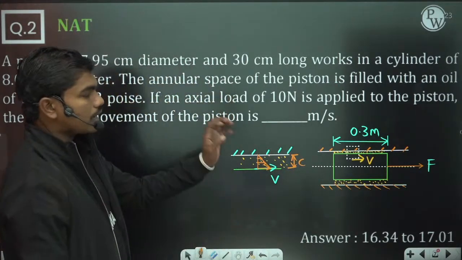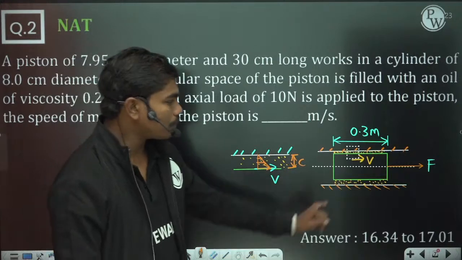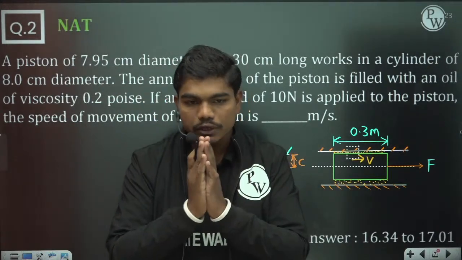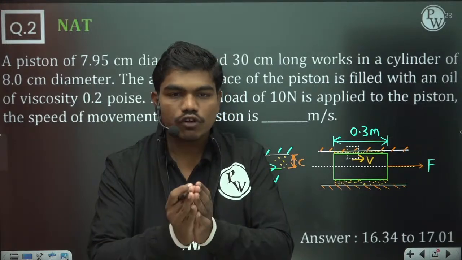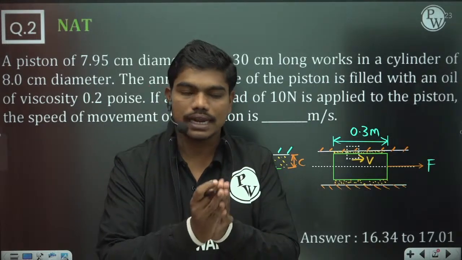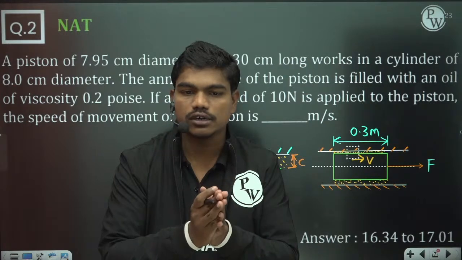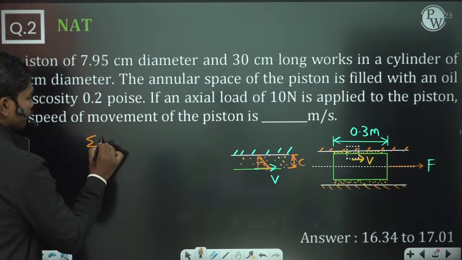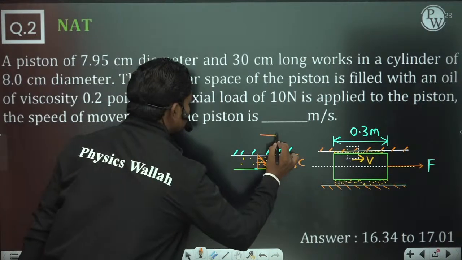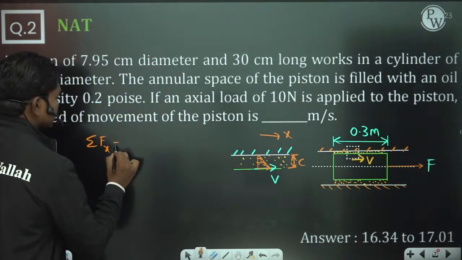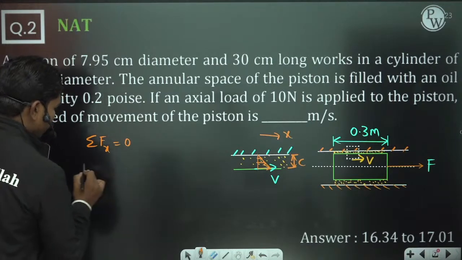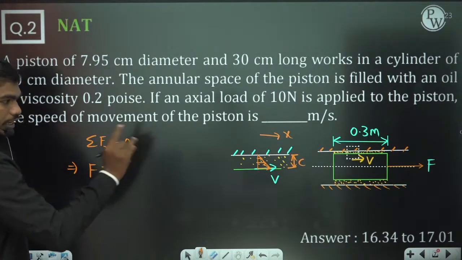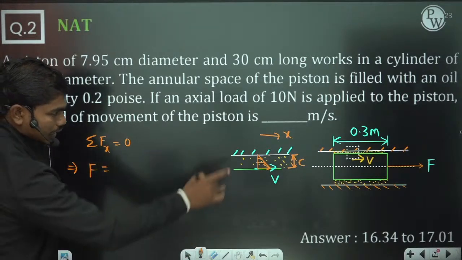If you want to calculate under equilibrium, what's happening? This block is moving with uniform velocity. So the net force acting on the piston will be zero, obviously, because it is moving at some uniform velocity. Sigma Fx, if I call this direction as the x direction, is zero, which means the axial load which you have applied should be equal to the shear load. So what is the shear load that is acting on this block?